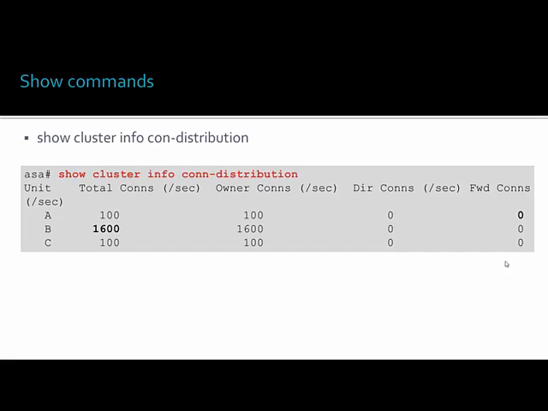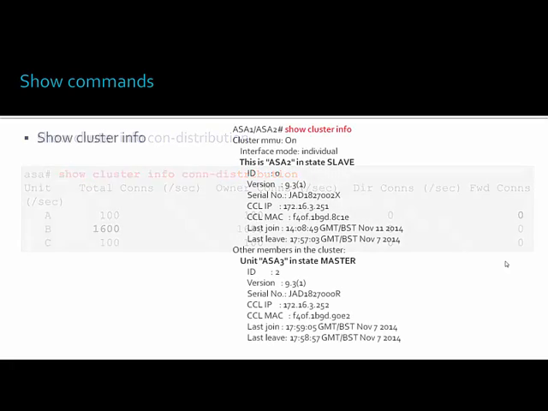Moving right along, I'm going to present the most important show commands. Show cluster info conn distribution allows us to see the traffic distribution across the cluster, so that we can easily detect if there is any asymmetry. And here in the example we can see that unit B has definitely the highest number of connections among all units in the cluster. Another useful show command is show cluster info. The command gives us the opportunity to see which unit in the cluster is master and which one is slave.